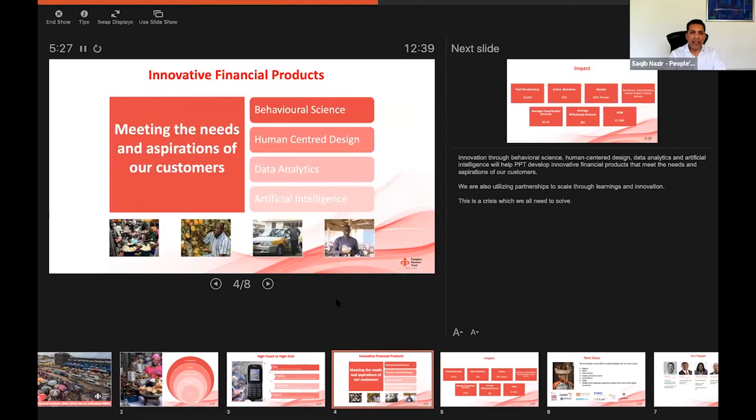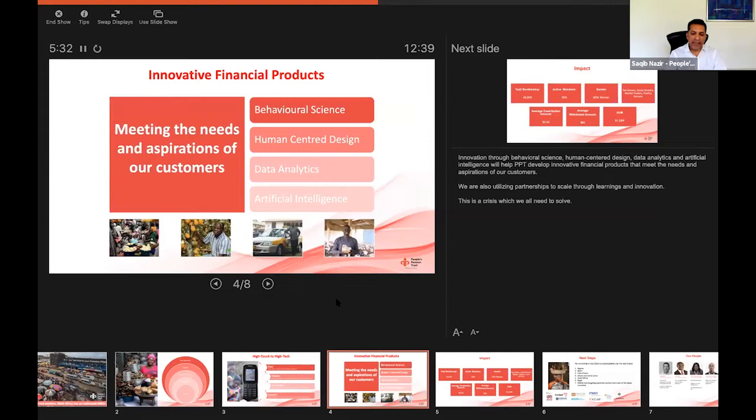We're investing heavily in new innovations through behavioral science, human-centered design, data analytics, and artificial intelligence. And this will help us to develop innovative financial products that will meet the needs and aspirations of our customers. We're also utilizing partnerships with banks and telcos to scale through these learnings and innovation. This is a crisis and an opportunity that we can all get involved in.